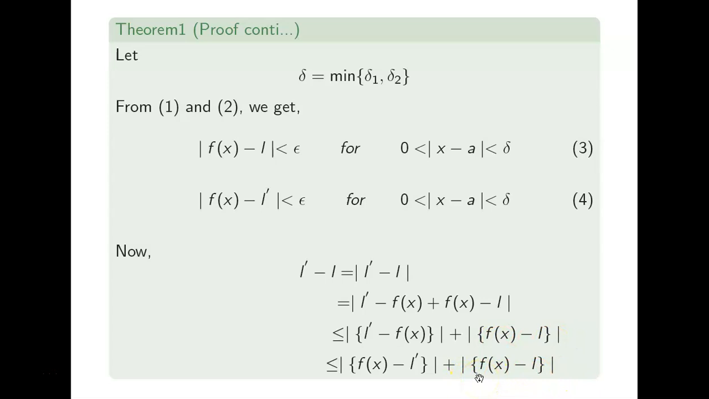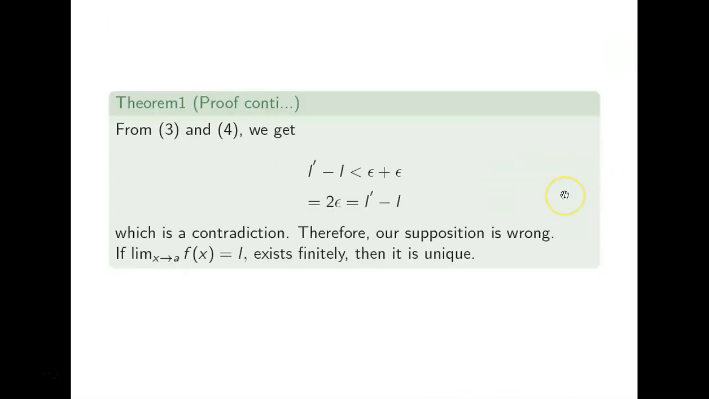Fine. Now using 3 and 4. By 4, mod f(x) minus L dash is less than epsilon. And mod f(x) minus L will be less than epsilon by using 3. So using 3 and 4, we get that mod L dash minus L is less than epsilon plus epsilon, that is equal to 2 epsilon, which is a contradiction.